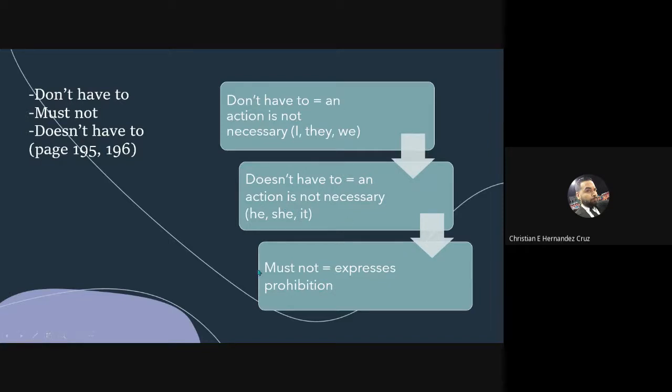And then must not really just expresses prohibition. For example, you must not drive when you are under the effects of alcohol because that's dangerous and illegal. You must not pilot a plane if you don't have a pilot's license. Things like that. You must not play with guns or knives, etc. Okay?